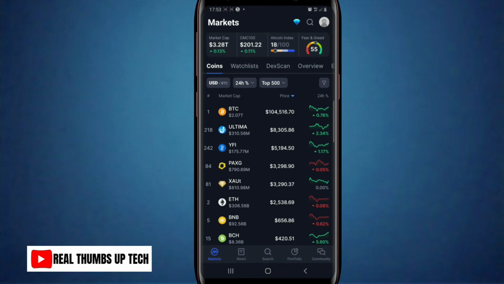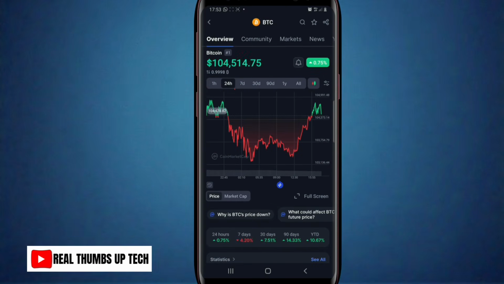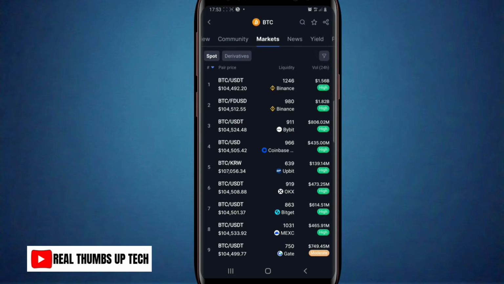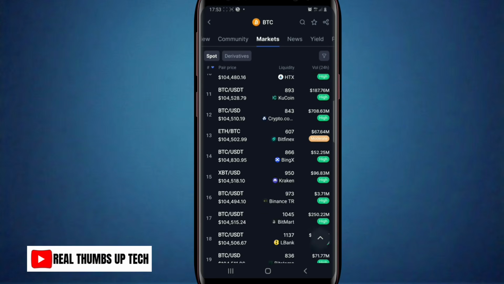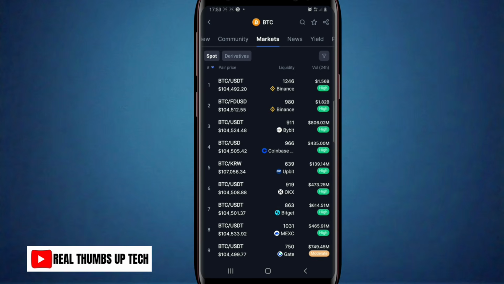Okay, so if I tap on BTC now, for example, you see the current price of BTC as at today. And when you go over to markets, here they will show you the prices of BTC on different exchanges. They'll bring out Binance for you and show you how much BTC is being sold on Binance currently. And they will also show you Bybit, Coinbase, OKX, BitGet, MEXC, Gate. Other exchanges are all available here as long as they have BTC on their platforms. So you can see how much they sell BTC currently.